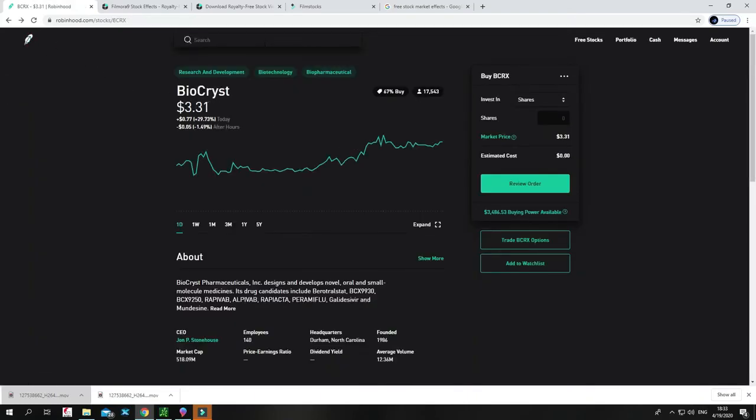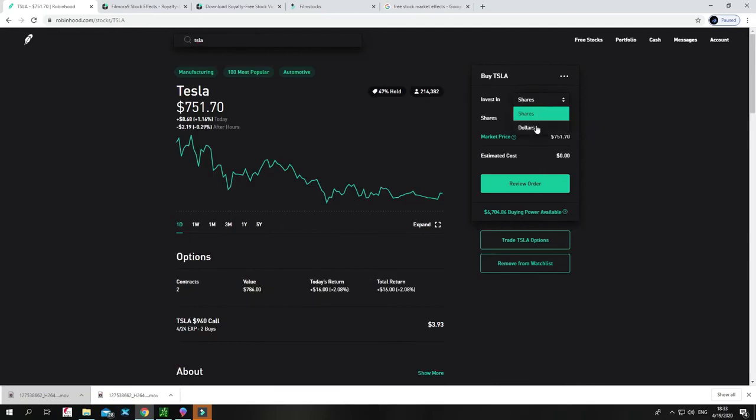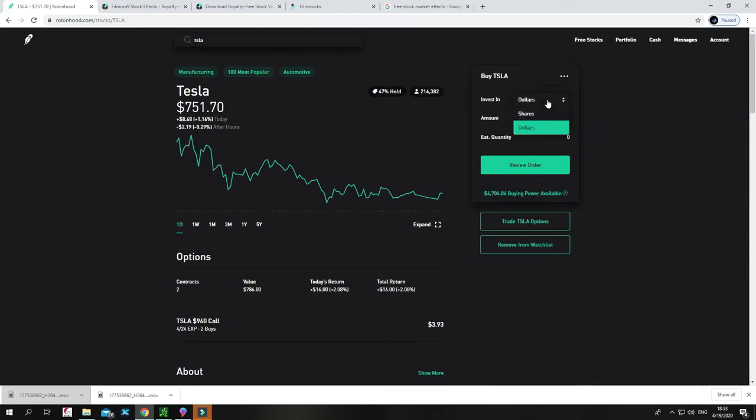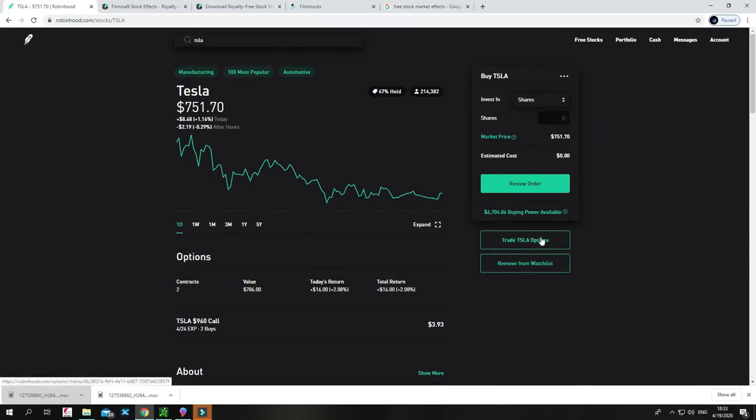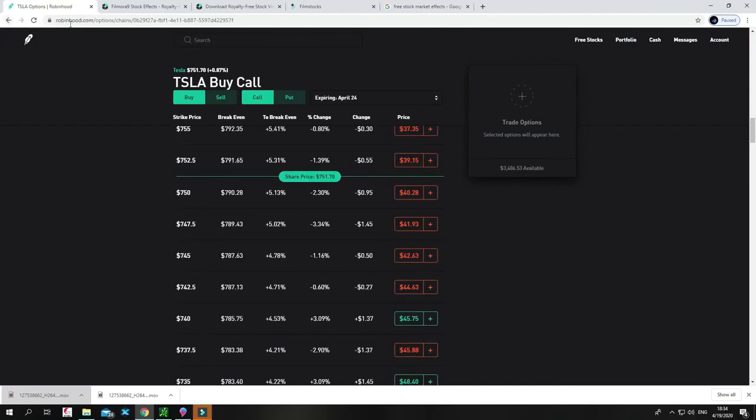And let's search a stock. I don't think I have shown you how. Let's type in Tesla, T-S-L-A, Tesla. So if you want to buy fractional shares, you do it on dollars. If you want to buy shares, you do it here. If you want to trade options, you do it here. Okay. So then we're going to go back.